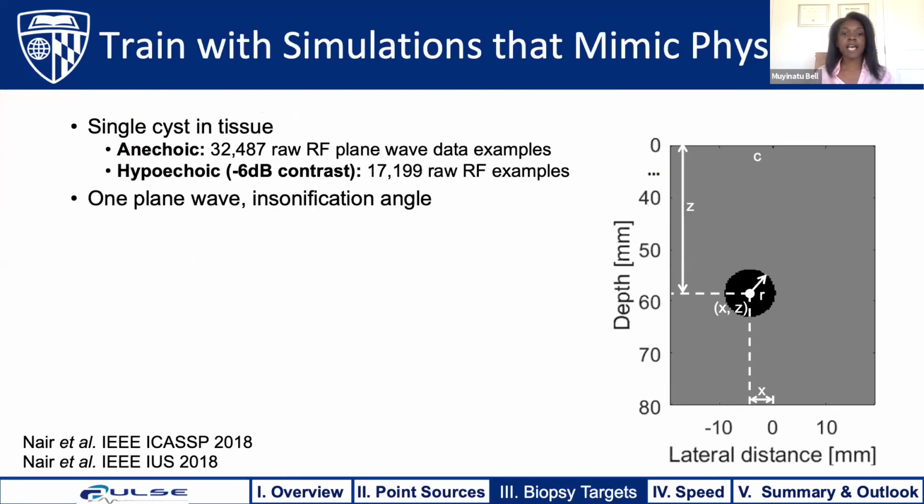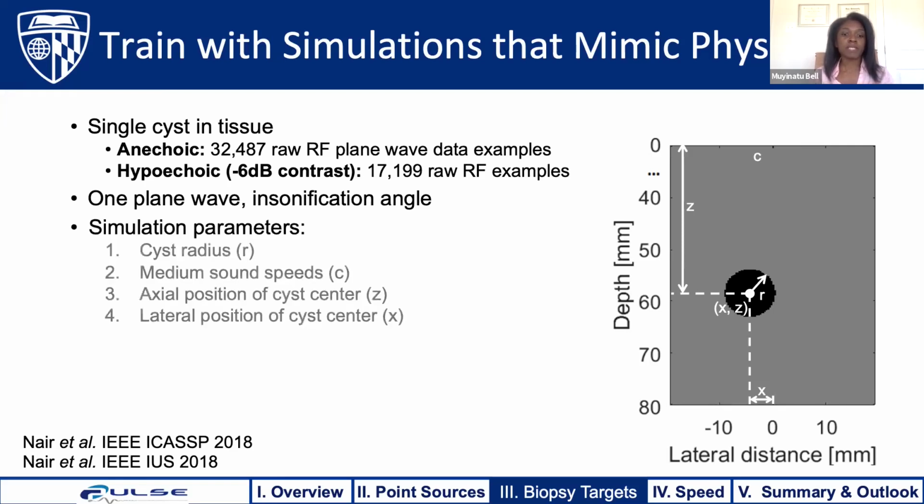Moving on to the second task of biopsy target detection, we train with simulations that mimic the physics of wave propagation, similar to the point source simulations that you saw earlier, with the one caveat being again that ultrasound wave propagation is more complicated. Nonetheless, we modeled a single cyst surrounded by tissue, and we have one plane wave transmission and a single insonification angle, because this is the most rapid method to acquire ultrasound data today. So if we're going to get this method to work and help us to improve speed, then it would be very promising if it works on this transmission pulse sequence.